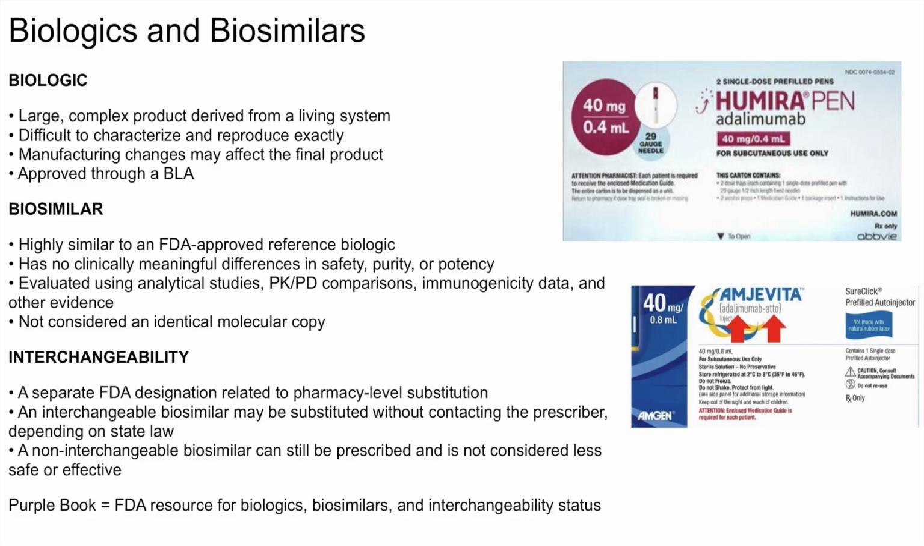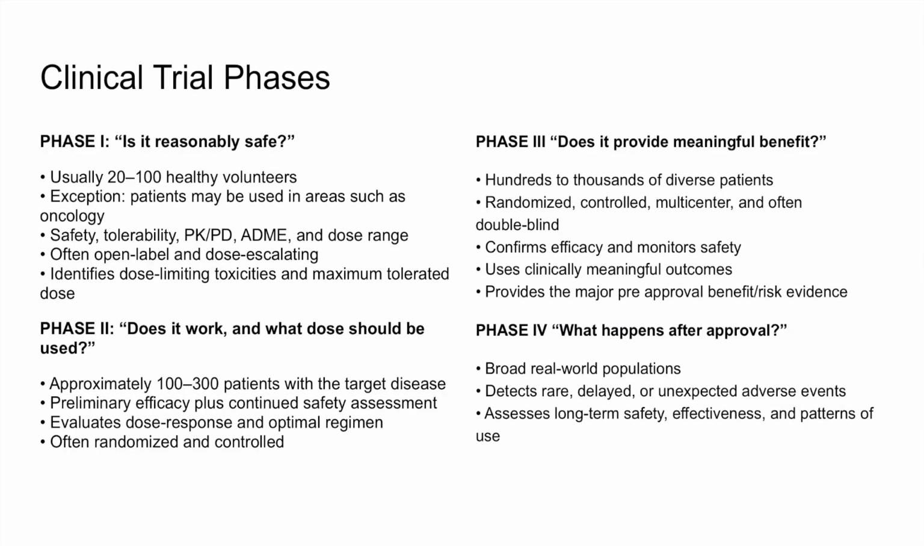Remember that the Orange Book is for generics, whereas the Purple Book here is for biologics and biosimilars. This definitely will not get tested, but these are just little anecdotes that, as growing physicians, are good to know. Now we actually get into the testable part of this, which is the clinical trial phases.